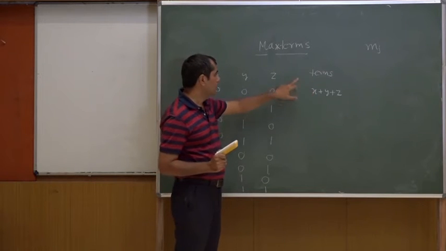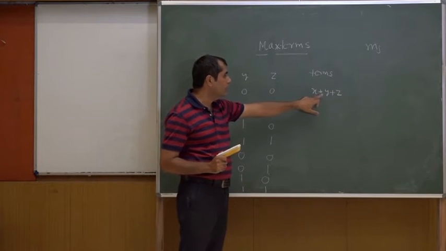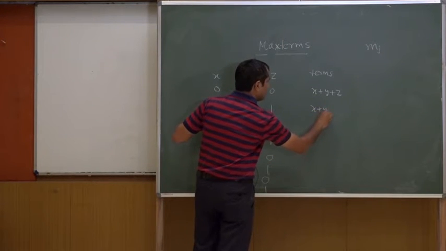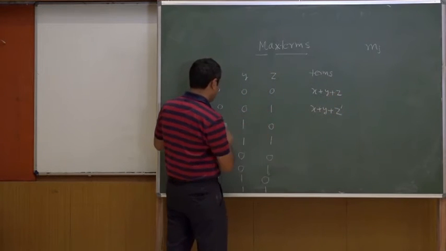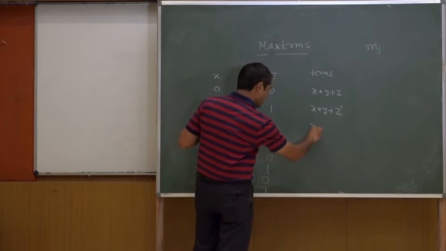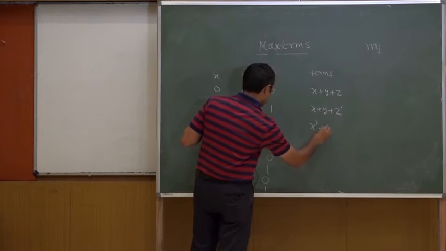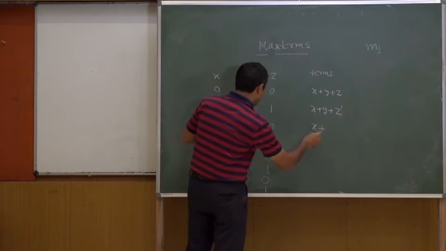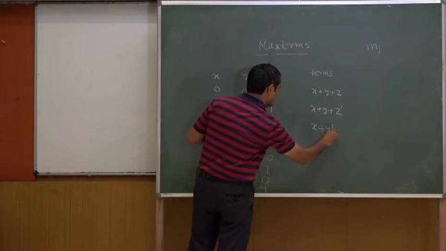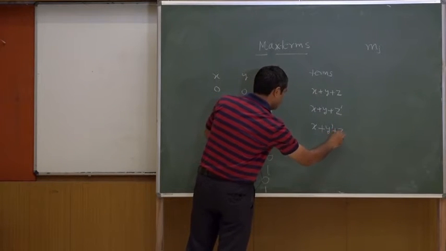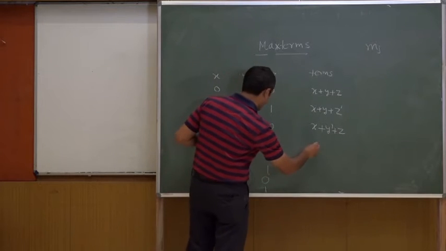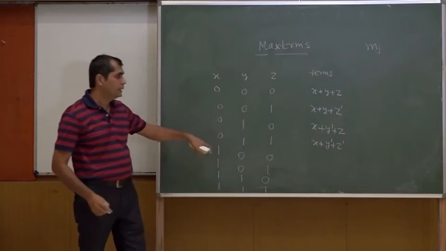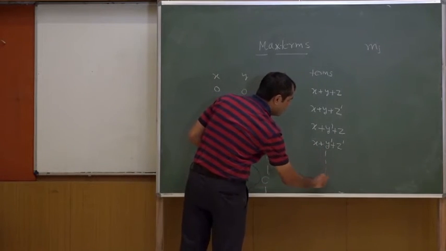Okay, is it clear? So, the max term for this combination is x plus y plus z, whereas for this case, it will be x plus y plus z bar, z prime. Then for this case, it is x prime plus, it is x plus y prime plus z, and for this case it will be x plus y prime plus z prime. Okay. Similarly, you can write for all 8 possible combinations.